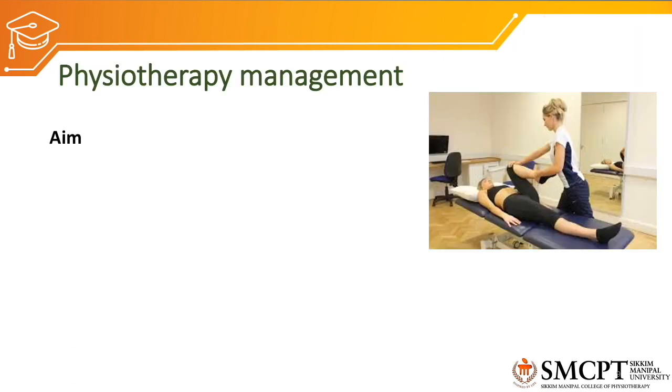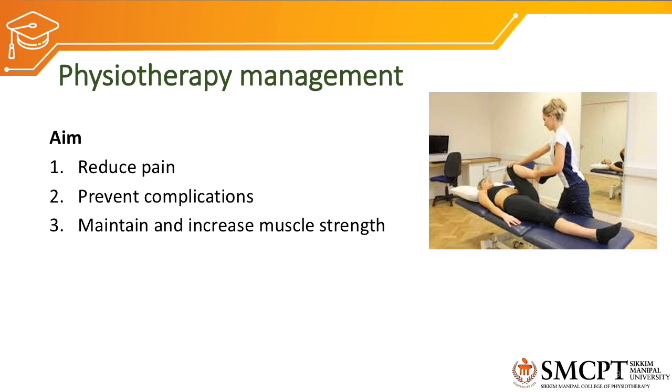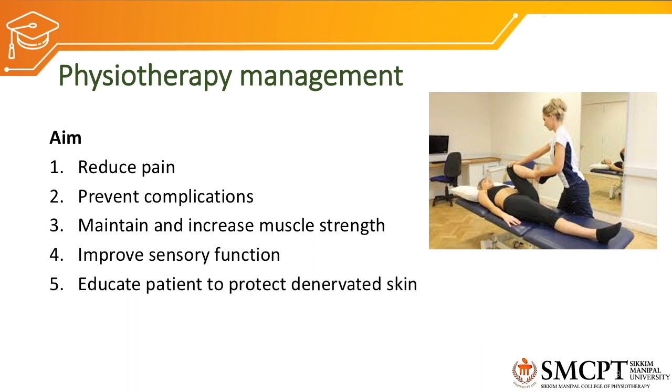What are the main goals for physiotherapy management for obturator nerve? It is similar to other nerve injuries, which is to reduce pain, prevent complications, that is stiffness and tightness of the muscles, maintain and increase muscle strength and range of motion, improve sensory function, educate the patient to protect the denervated skin, especially from burns and pointed objects. Ultimately, the main goal of physiotherapy is to improve activity of daily living of the patient.